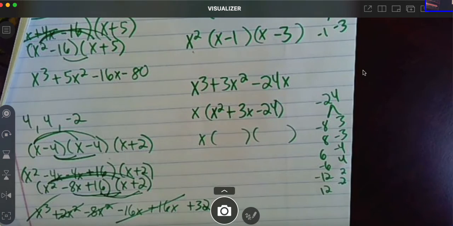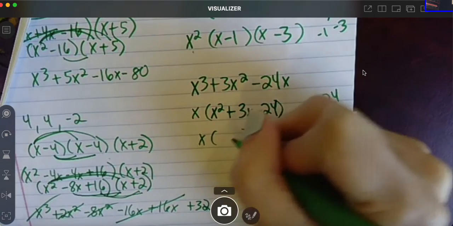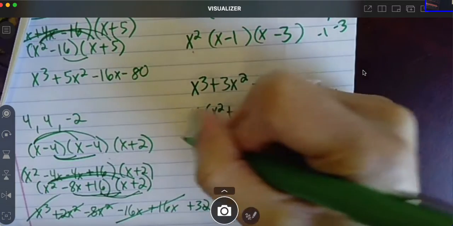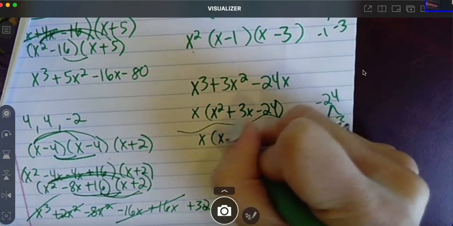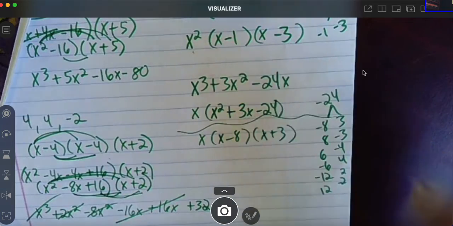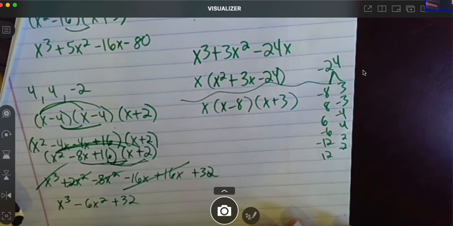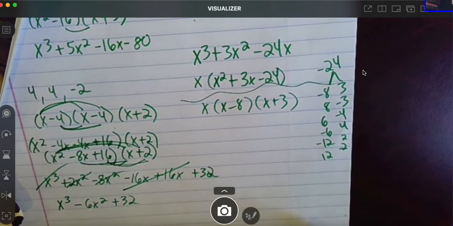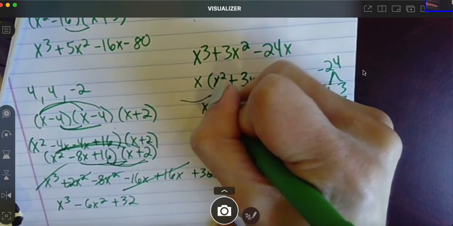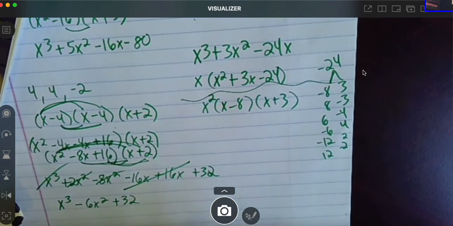So let's just pretend that it worked out, and I'm just going to make this part up. Pretend that it was the negative 8 and the positive 3. Just ignore it, because that's not even what this problem's asking for. So your answers would be 0, 8, and negative 3, and they're all just a multiplicity of 1. Now, if that had an x squared, then your answers would be 0, 8, and negative 3.